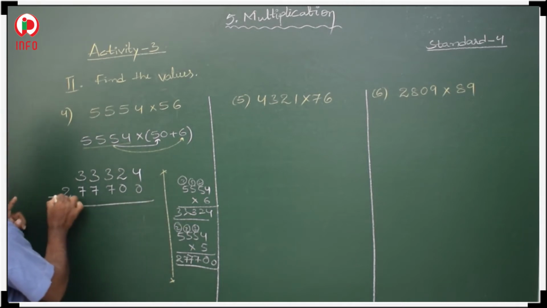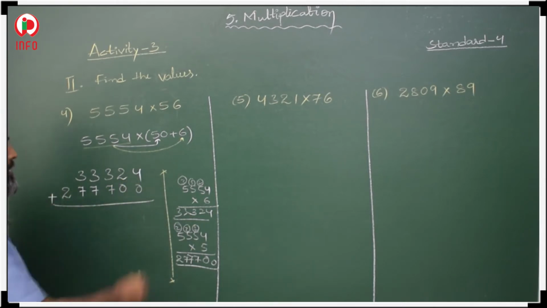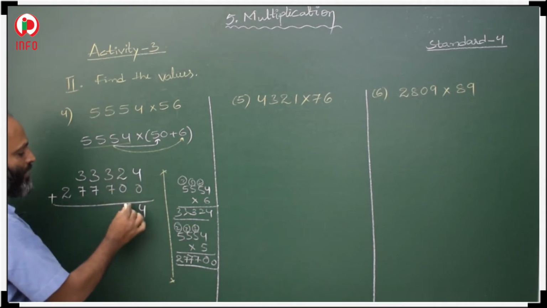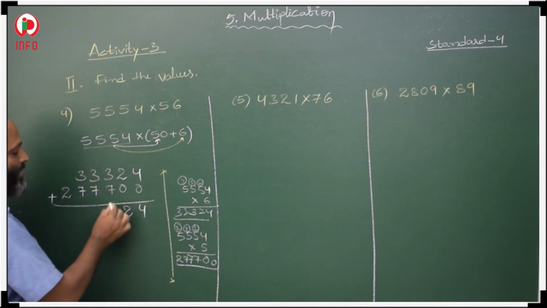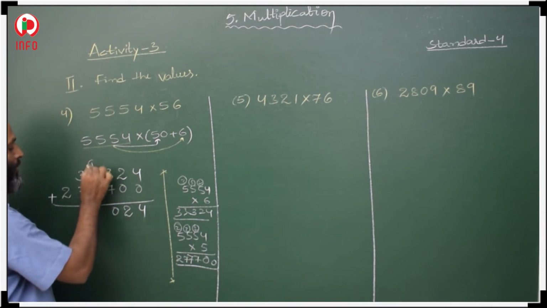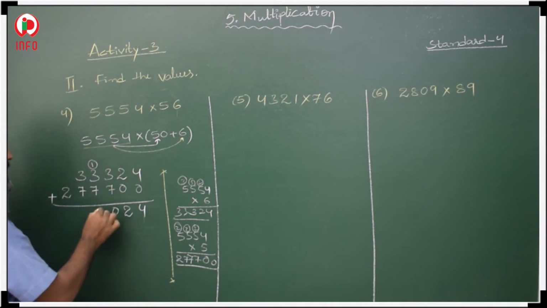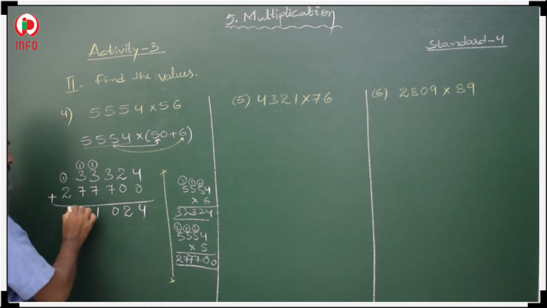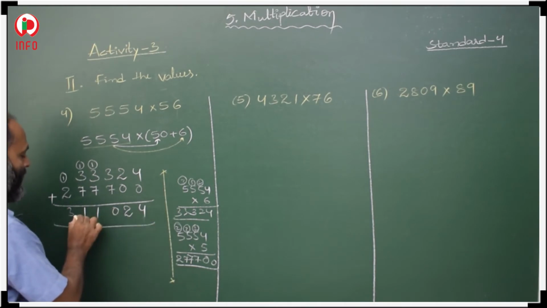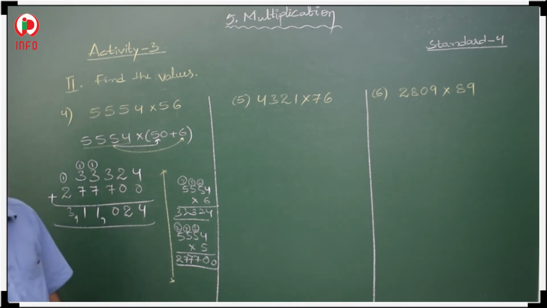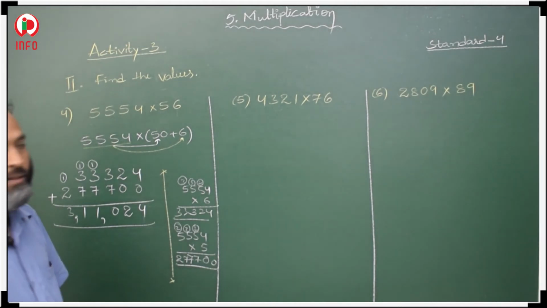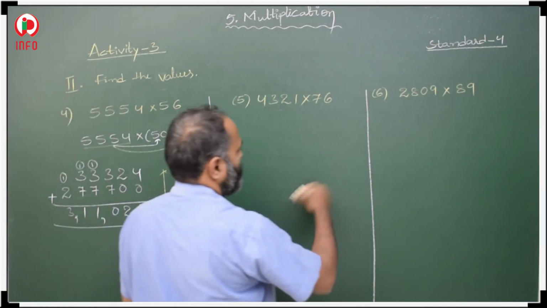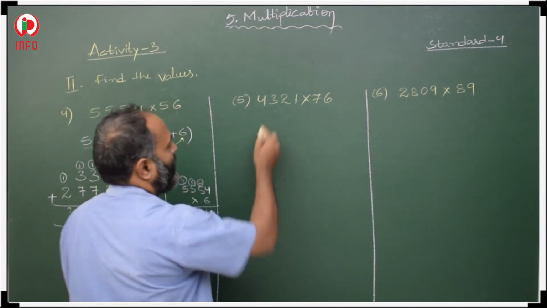Now add: 4 plus 0 is 4, 2 plus 0 is 2, 3 plus 7 is 10, 0 and carry over. 7 plus 3 is 10 plus 1 is 11, and carry over here. Again 11, 2 plus 1 is 3. It is 3,11,024. Now, 432 same.